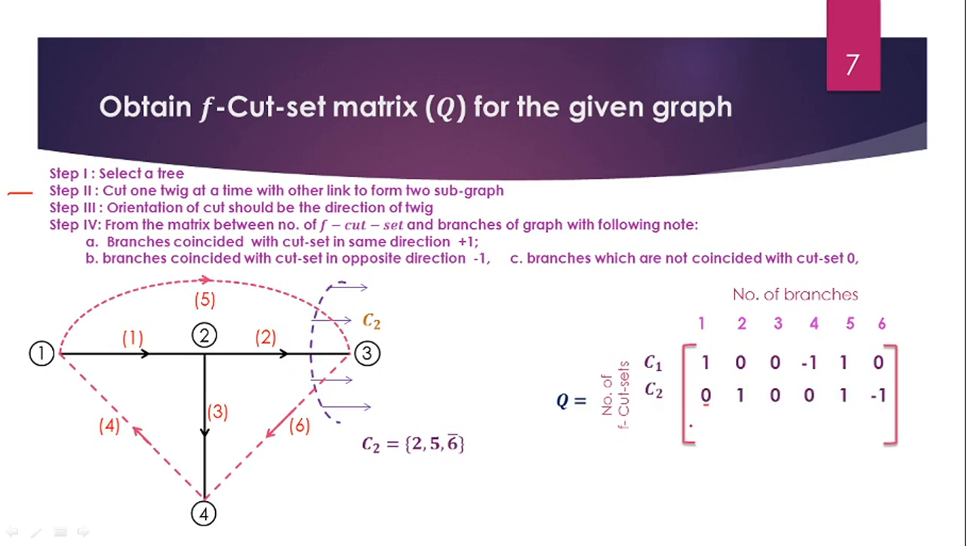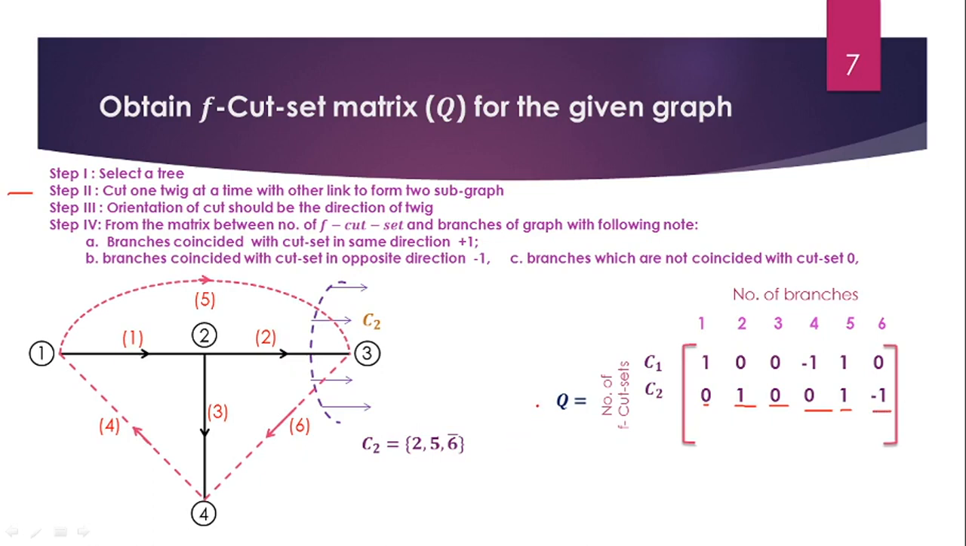Branch 1 is not cut, so it's 0. Branch 2 is cut and has the same direction as it is the twig, so that's why it is 1. Branch 3 is not going to cut, so 0. Branch 4 is not going to cut, 0. Branch 5 is going to cut and has the same direction, going towards node 3, so that's why it is 1. Branch 6 is going away from the node, so that's why it's -1.